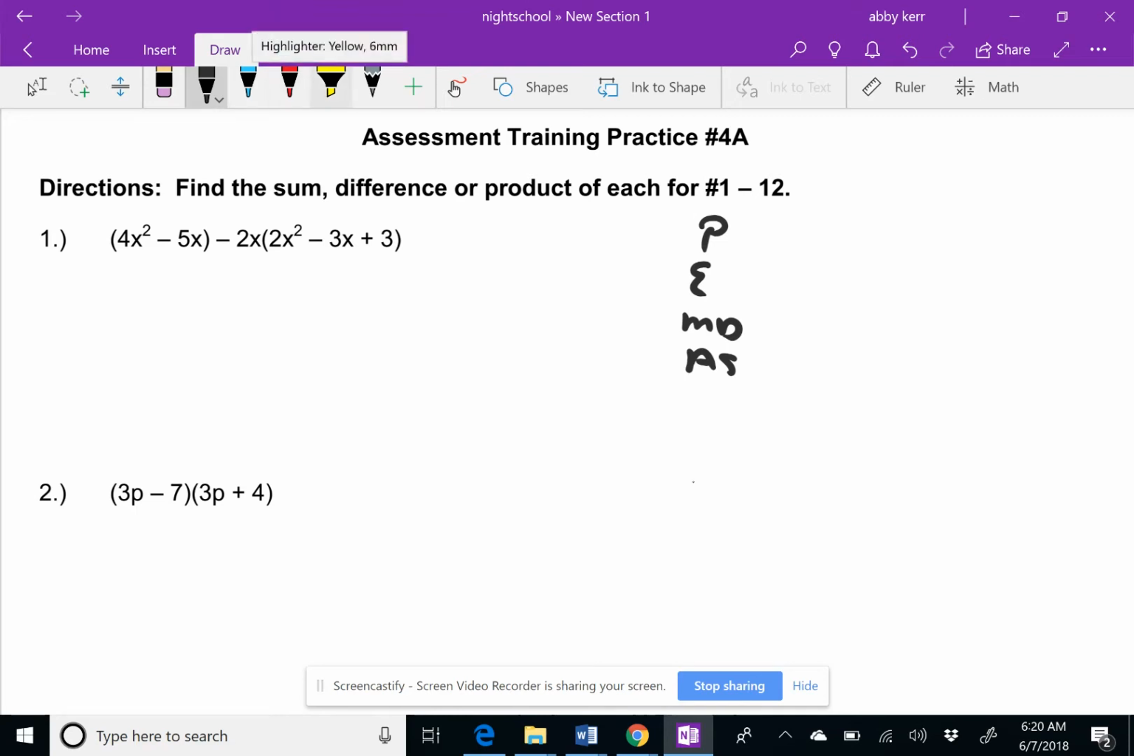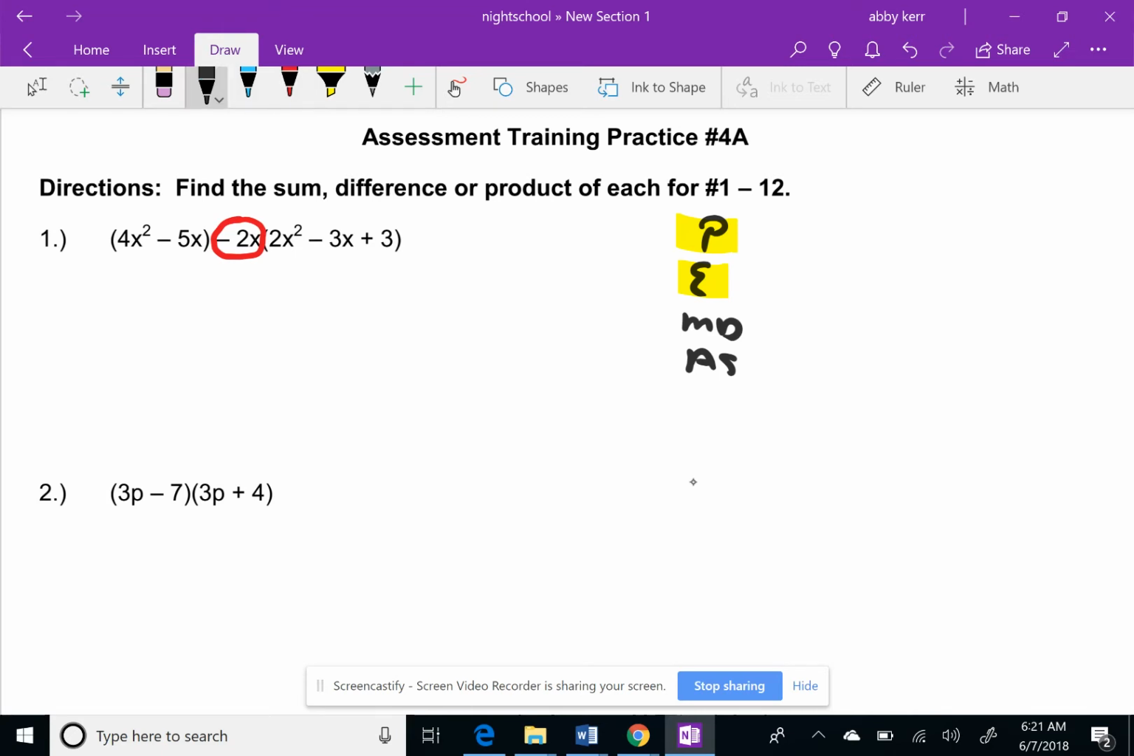So we can't really do parentheses because if you notice in the first parenthesis, we have x squared and x. Those are not like terms, so we can't simplify. In the second parenthesis, we see an x squared and x, and then just a number, a constant. So those are not like terms either. We can't simplify exponents. However, we can multiply. So what's being multiplied right now is that negative 2x.